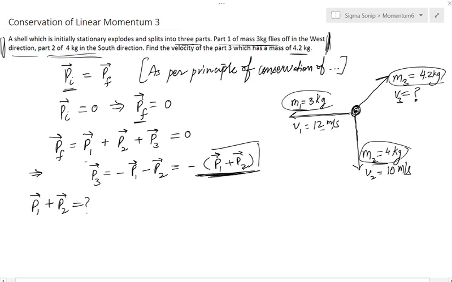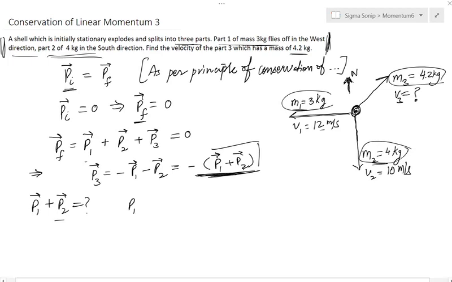Now P1 we can find, but before we do that, I just want to write the directions as well. So I will say that we need some reference direction. I will say this is my north direction, just a reference direction so that you can write all the directions. I'm taking geographical directions here.